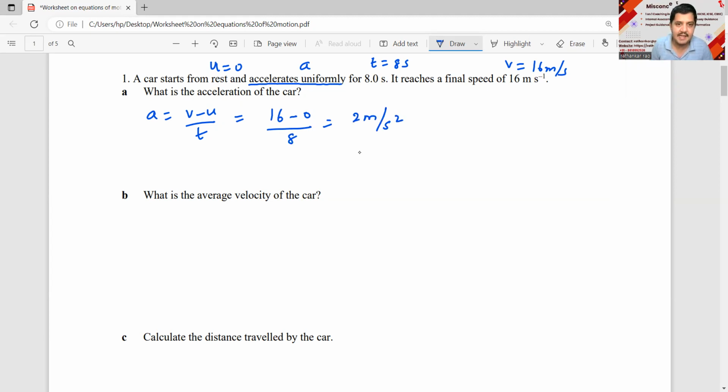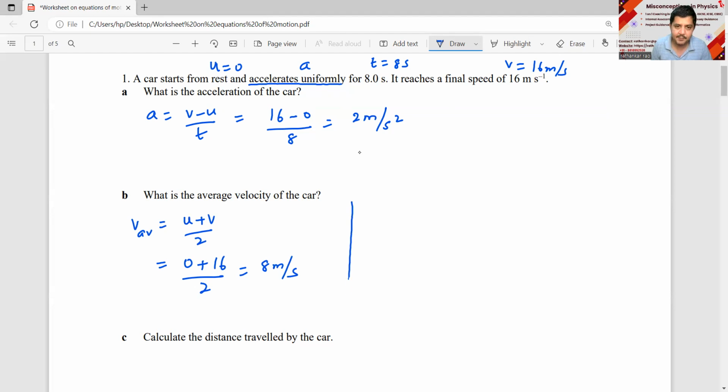Now, what is the average velocity of the car? Whenever the acceleration is constant, which equation can you use? You can use average velocity is equal to u plus v divided by 2. You can use it only when the acceleration is constant, and here acceleration is constant. Plug in the values. What's the value of u? 0. What's the value of v? 16, divided by 2, which is equal to 8 meters per second.